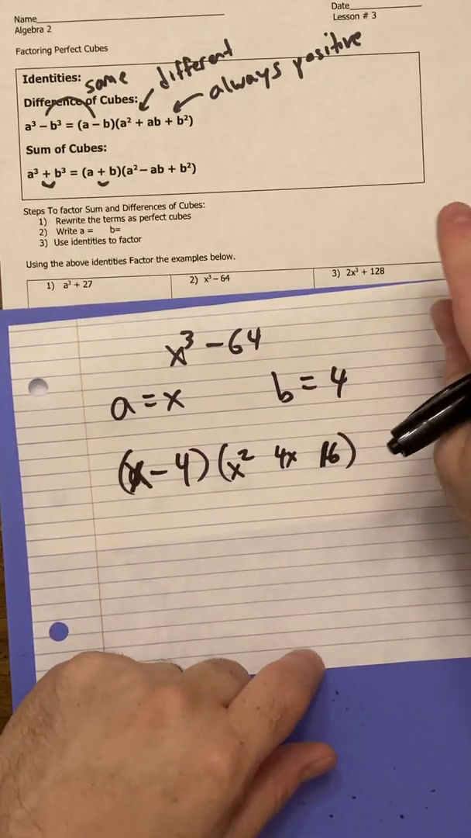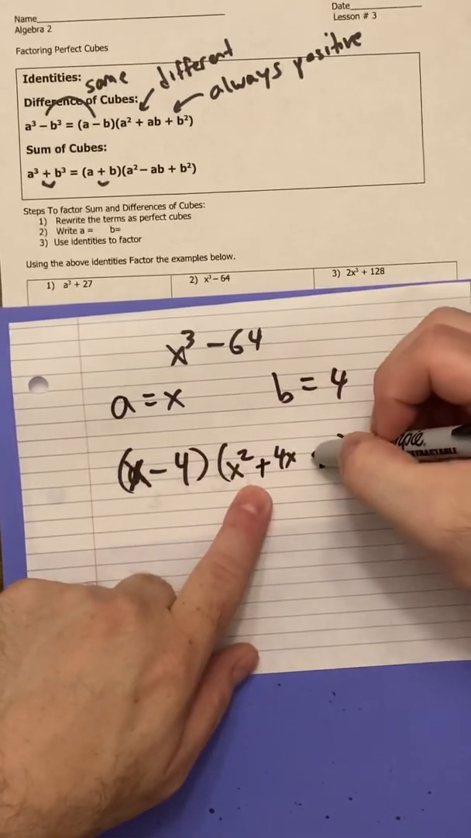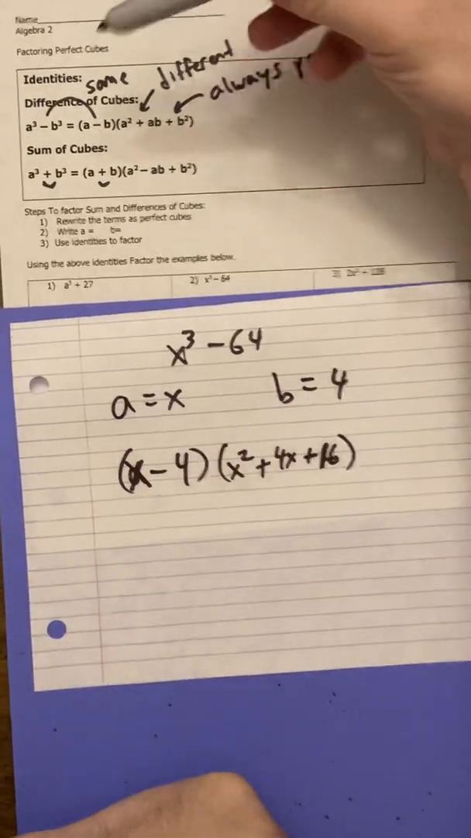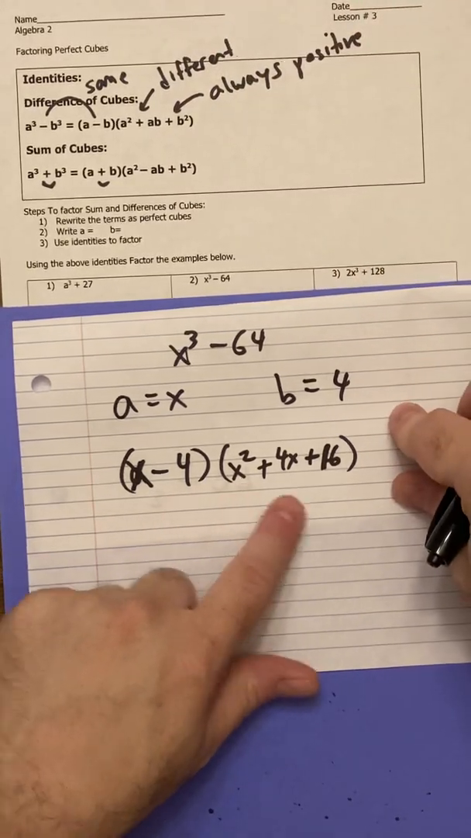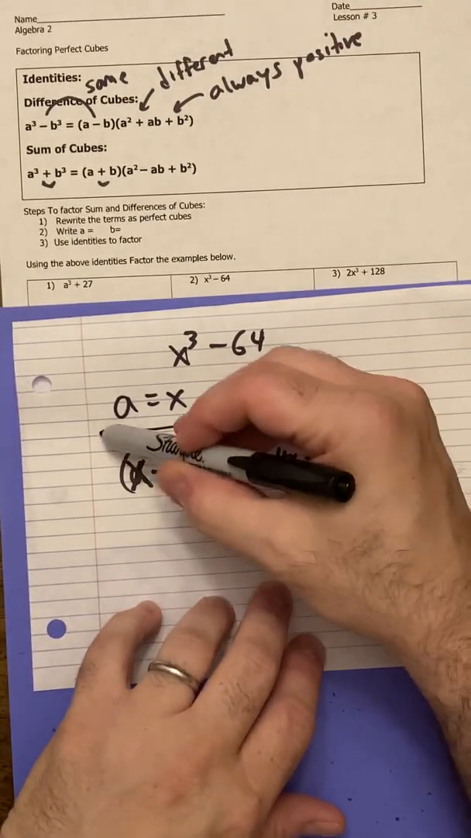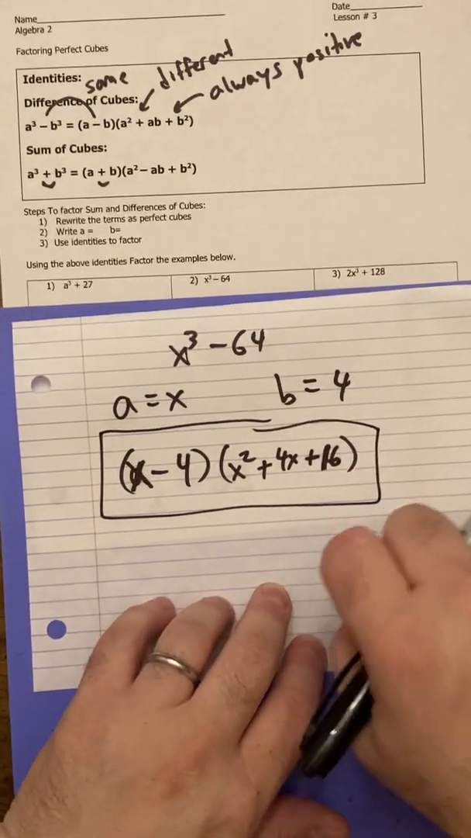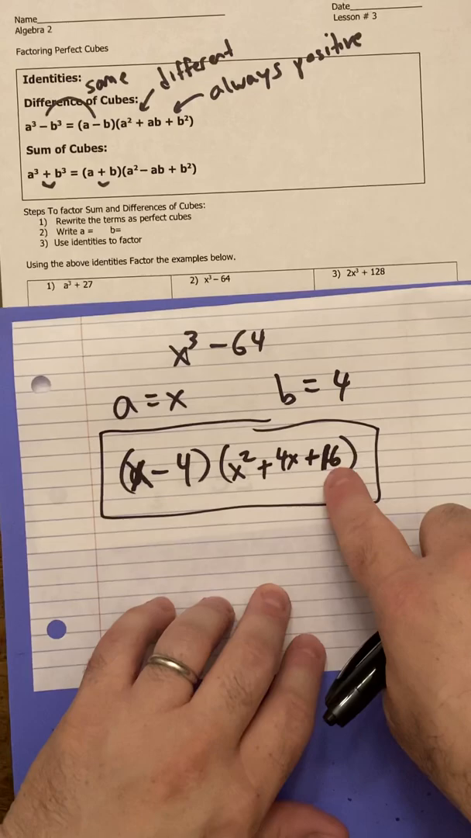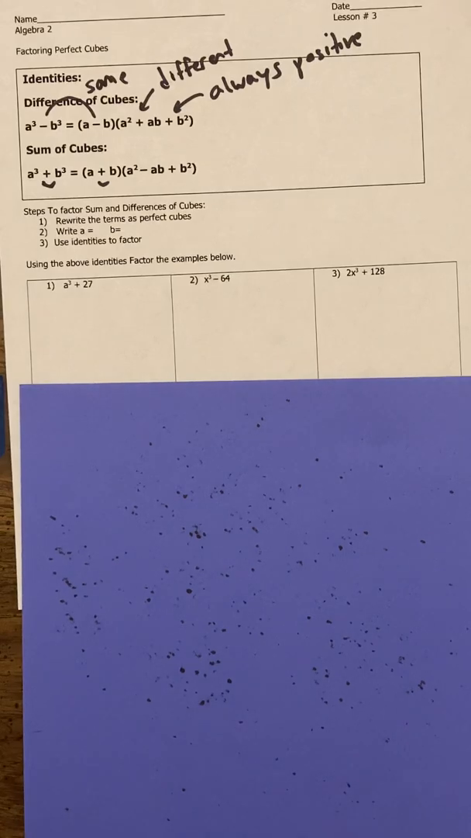Now we follow the format. Same, different, always positive. See? Same, different, always positive. This way you know what the signs will be. So this is completely factored. By the way, you can't factor this further. There are no numbers that multiply to 16 and add up to 4, so you don't have to worry about that. All right, let's take a look at the next problem.